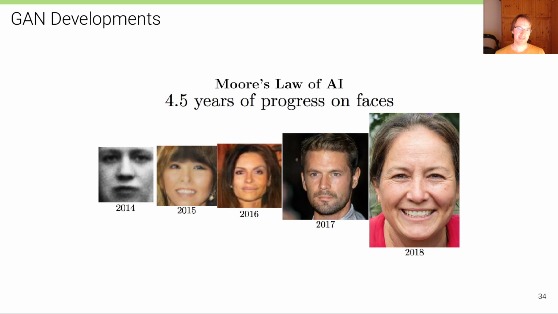It's really the equivalent of Moore's law in this case of AI, where here you can see 4.5 years of progress of GANs on faces in terms of the image fidelity. You can see the original results in the original GAN paper and compare that to results that are obtained today, which are really impressive, and where many people in the community were really shocked that this was possible to generate images with such a high fidelity and such a rich level of detail.